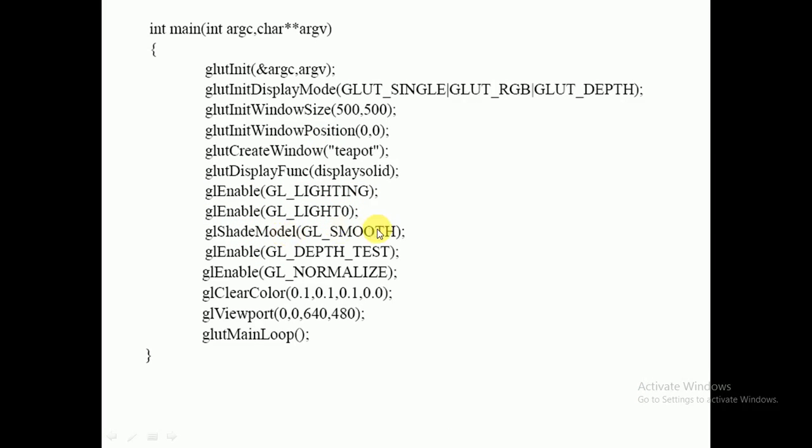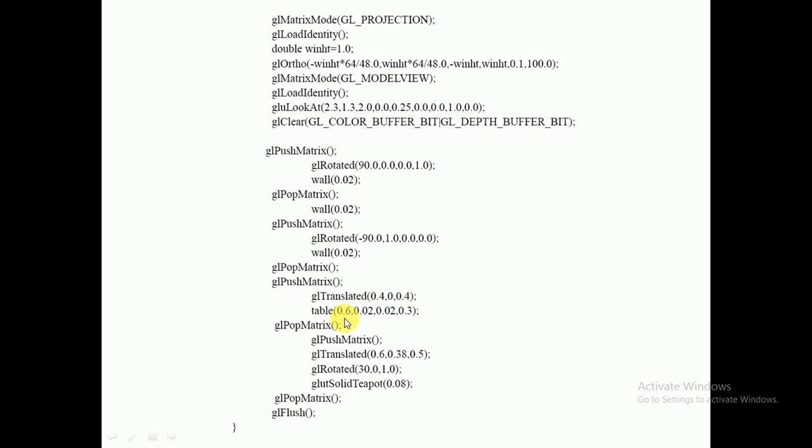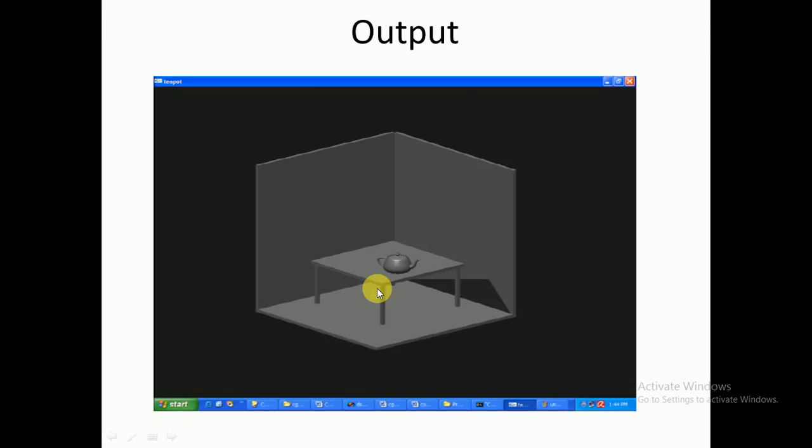Then shading, smooth shading. Again, different types of shadings are there. Smooth shading, glEnable depth test, then glEnable normalization. You have to normalize all values, then glClear. Then viewport 0, 0, 640, 480, as I told. That's why the aspect ratio we have taken here is 640 by 480. Right, this is the output. If you change the position of your camera and the position of light, you will see different shiny surfaces. Right, this is the output of this program.